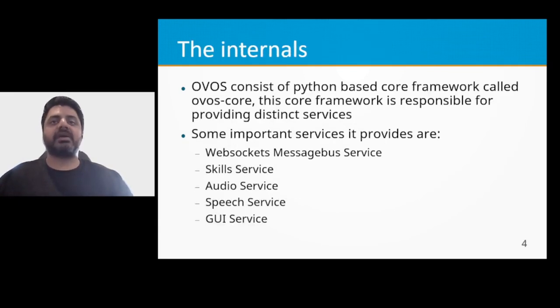OpenVoiceOS consists of a Python-based core framework called OVOS Core. The framework is responsible for providing distinct services. Some of the important services provided by this framework are the WebSocket message bus service, a skill service, an audio service, a speech and graphical user interface service.